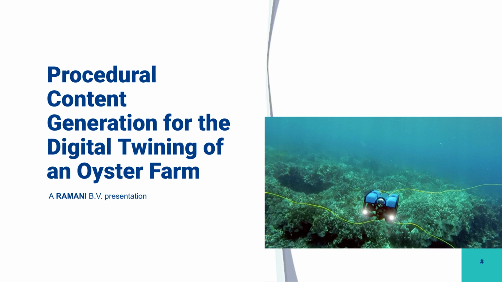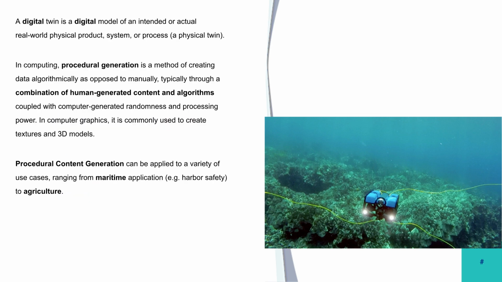The digital twin simulation generates a computer-generated underwater scenery, for example, randomized benthic cover varying in location, size, and counts to train and test AI computer vision algorithms. A digital twin is a digital model of an intended or actual real-world physical product, system, or process, a physical twin.